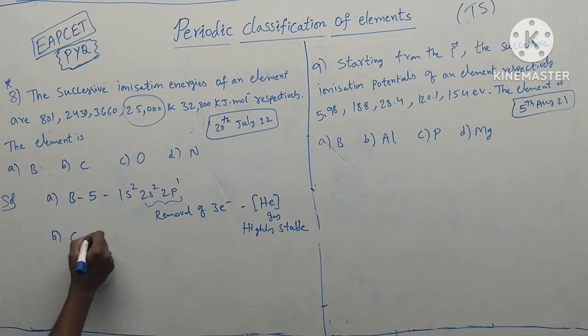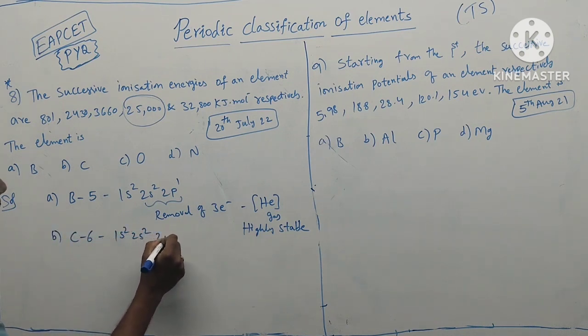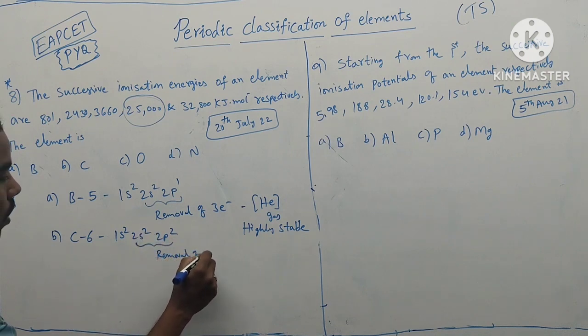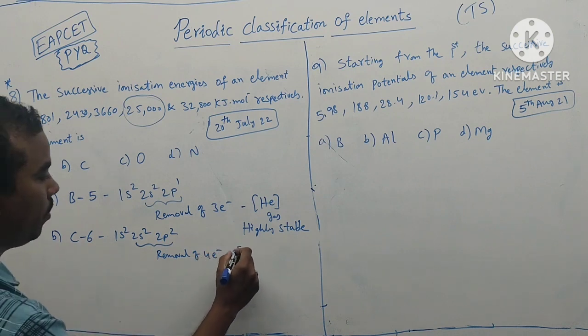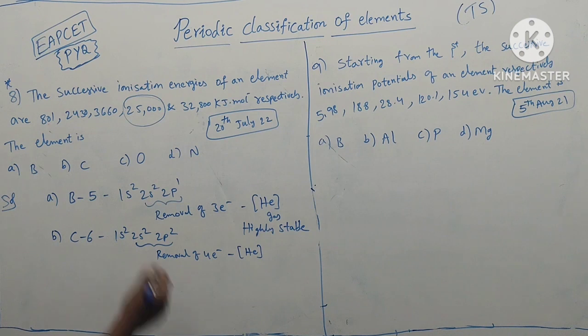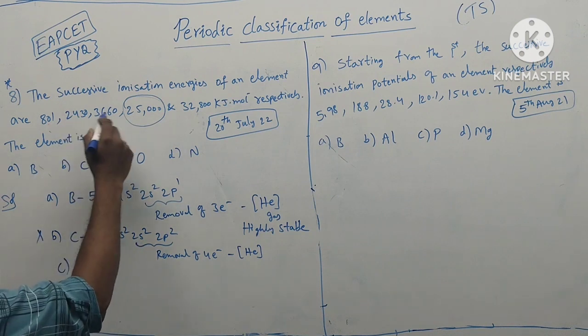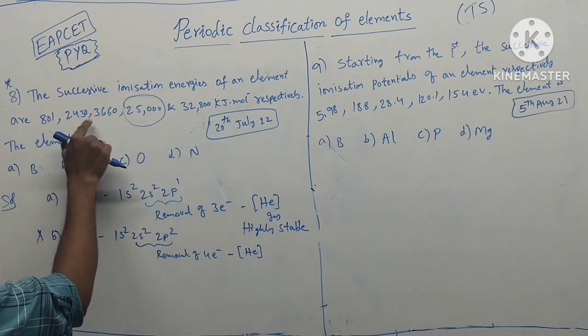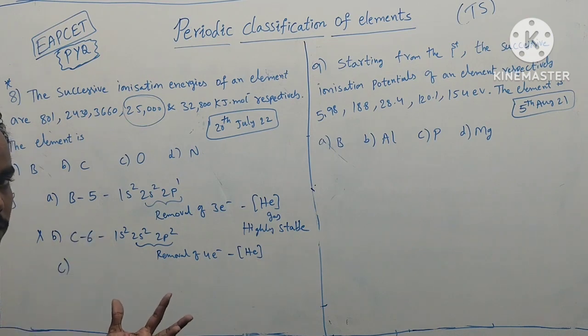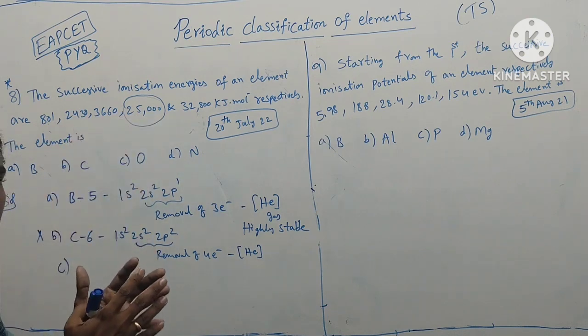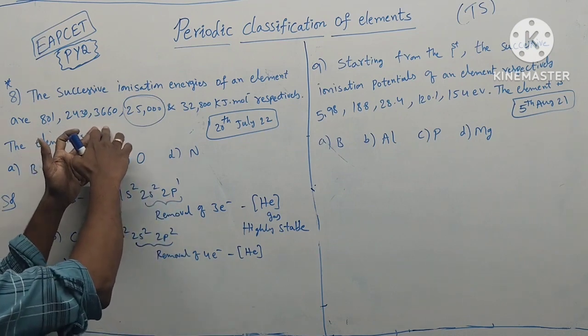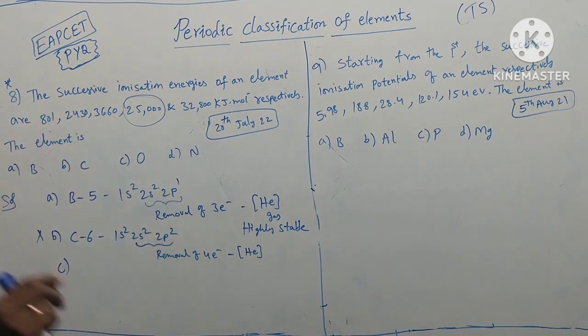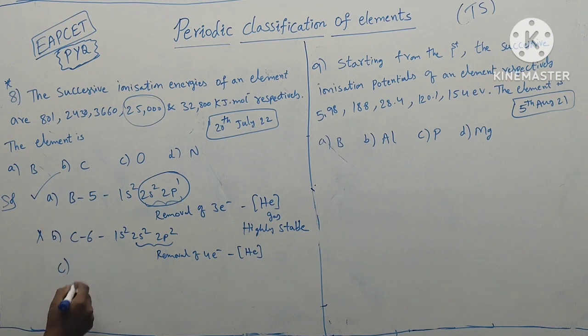Next, carbon 6: 1s2, 2s2, 2p2. After removal of 4 electrons, it is converted to helium gas configuration. So it is wrong; we want it only after 3 electrons removal. To remove the 4th electron, more ionization energy is required. If the 4th one has a much higher ionization energy compared to the 3rd one, that element contains 3 electrons in its valence shell. So the answer is boron.